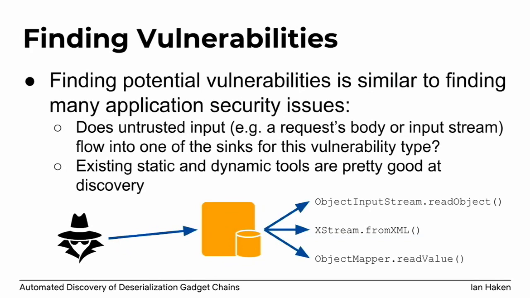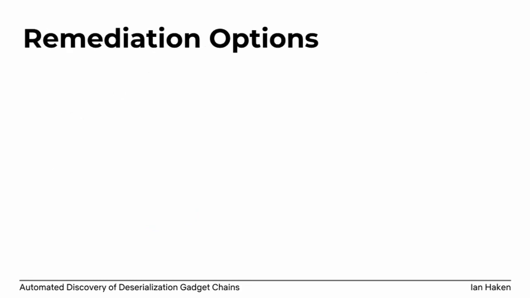So existing tools are pretty good at finding these kinds of vulnerabilities. We understand how to find them statically and dynamically. So I'm actually not that interested in how you find these things, because that's a topic that we've been discussing for years. It's not what I'm going to focus on. What I'm really interested in are the gadget chains. So why am I interested in gadget chains? And why is that the focus of this talk?